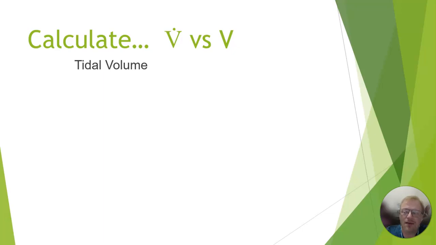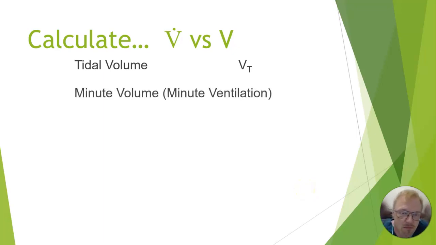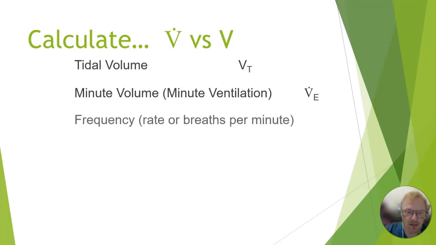So when you're looking at the symbols that are being asked, tidal volume is going to be a capital V with a sub T, and that T can be capital or lowercase. Minute volume, or you'll hear us call it minute ventilation, is the V with the dot, sub capital E. Of course, frequency is the rate or breaths per minute and that is a lowercase f. We've already covered some of these things.